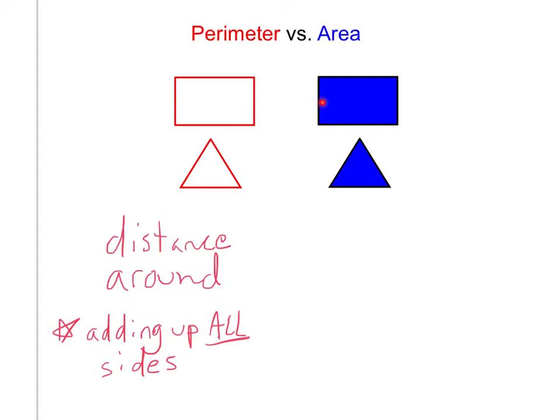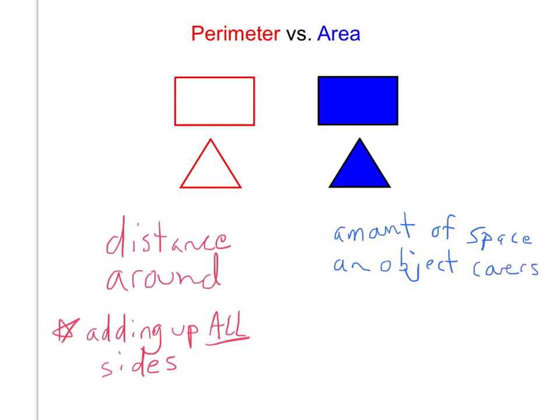Area, okay, area is the stuff inside here. So the area is the amount of space an object covers. The area of this rectangle is the amount of space it covers up on the page. The area of the triangle is the amount of space it covers up. And we will learn some different formulas depending on different shapes for area. We'll review a lot of this stuff. So, let's go ahead and dive right into some examples.